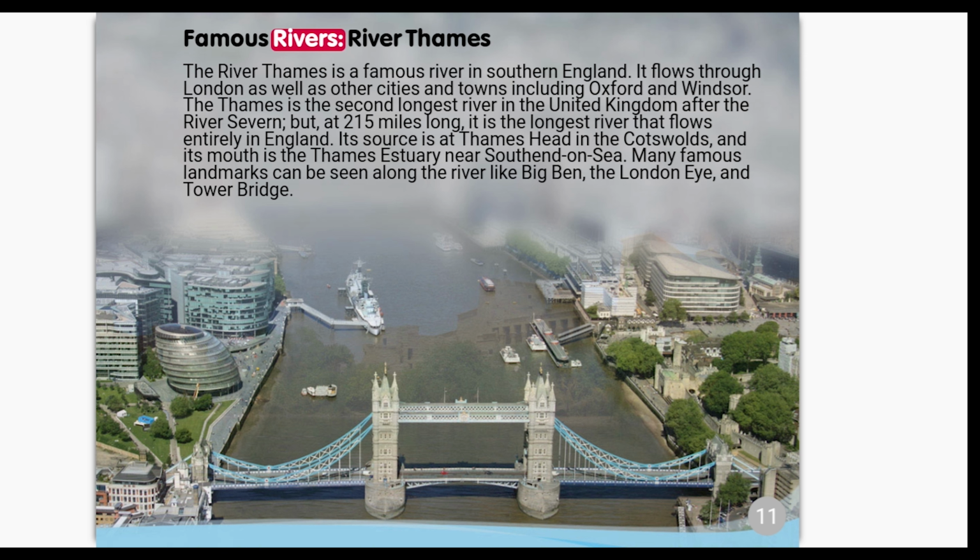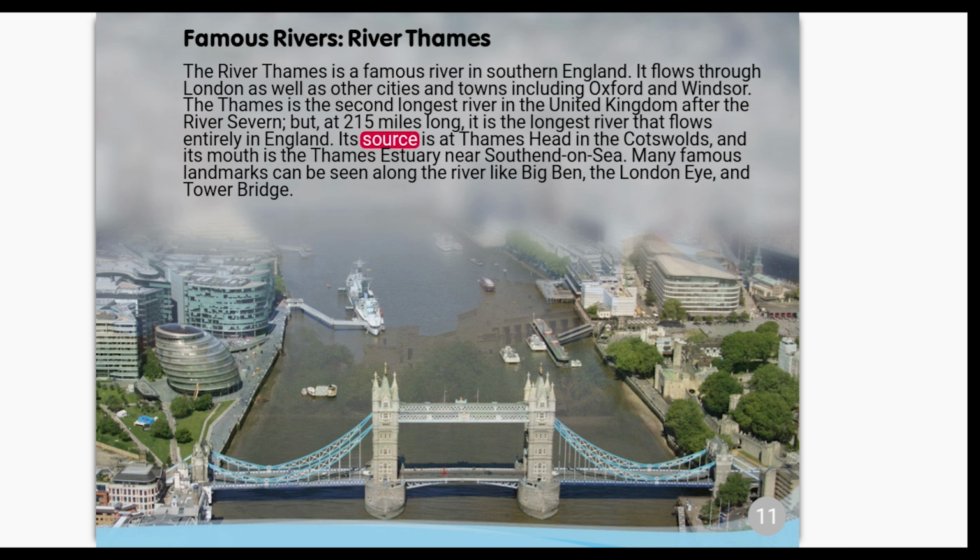Famous rivers. River Thames. The River Thames is a famous river in southern England. It flows through London as well as other cities and towns, including Oxford and Windsor. The Thames is the second longest river in the United Kingdom after the River Severn, but at 215 miles long, it is the longest river that flows entirely in England.